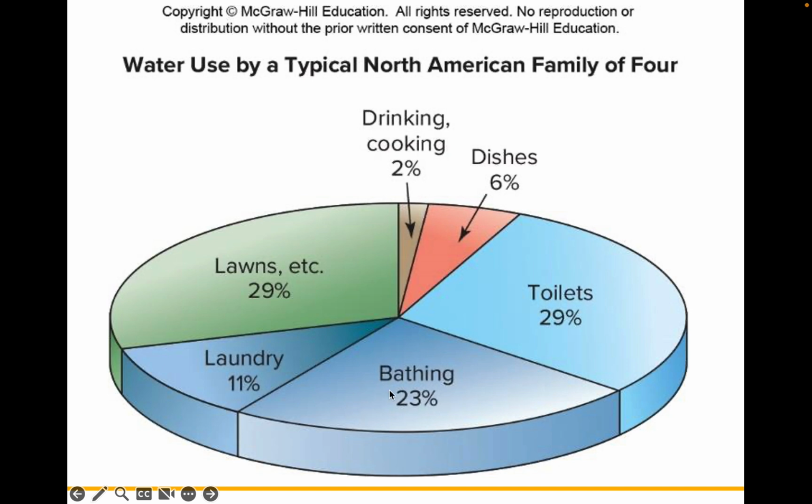Bathing is something that can be managed also. We can get low flow shower heads and take shorter showers. And then also lawn care here. So look at this, almost a third of water use in North American families is to water a lawn that gives us basically nothing back, right? So there are definitely places where we could trim the water budget and conserve more water.